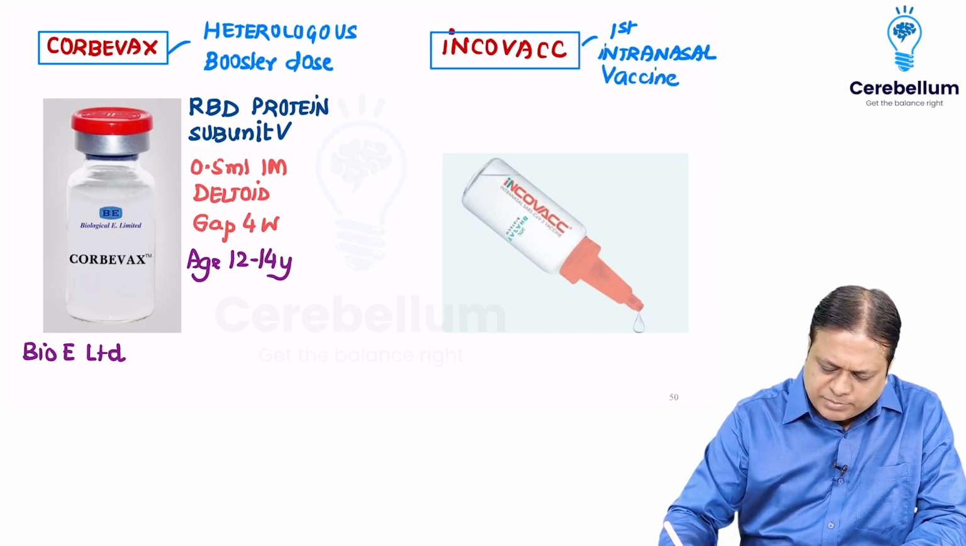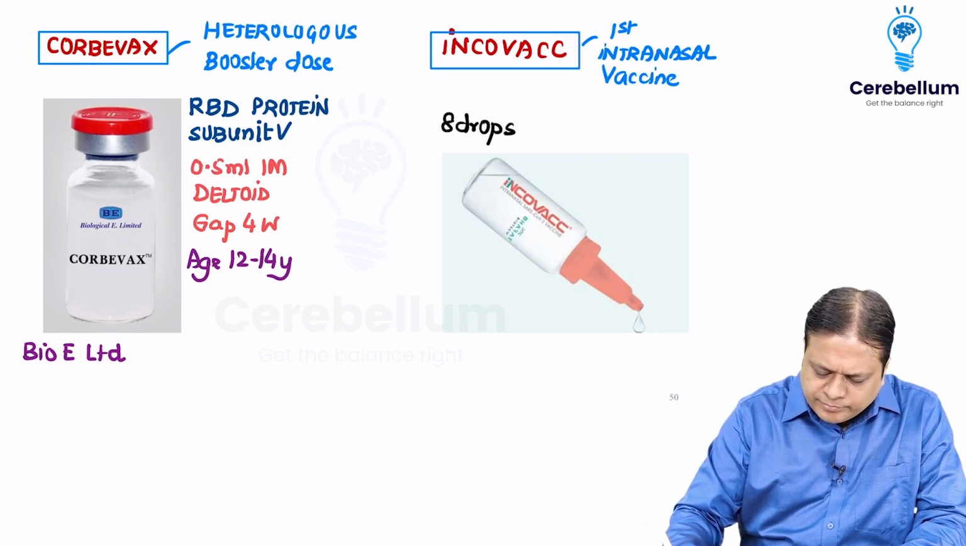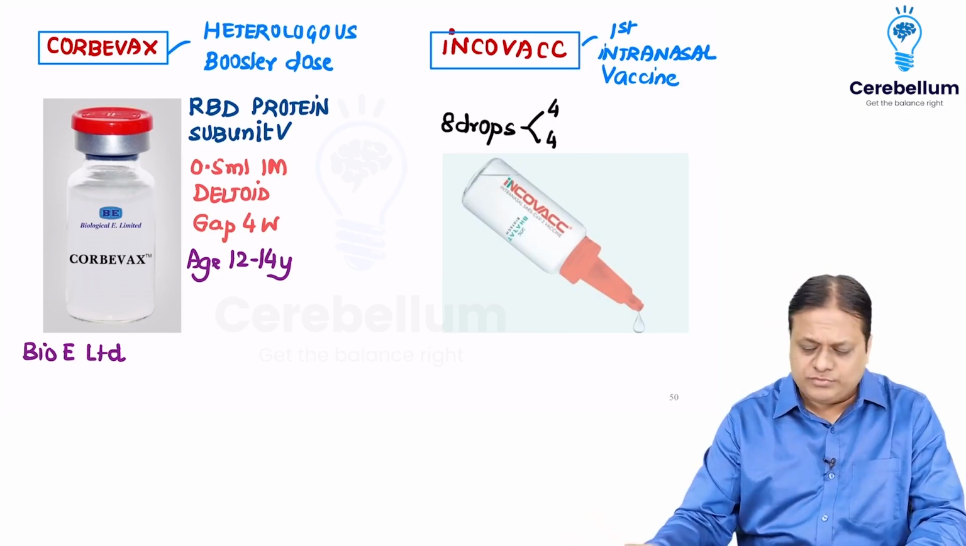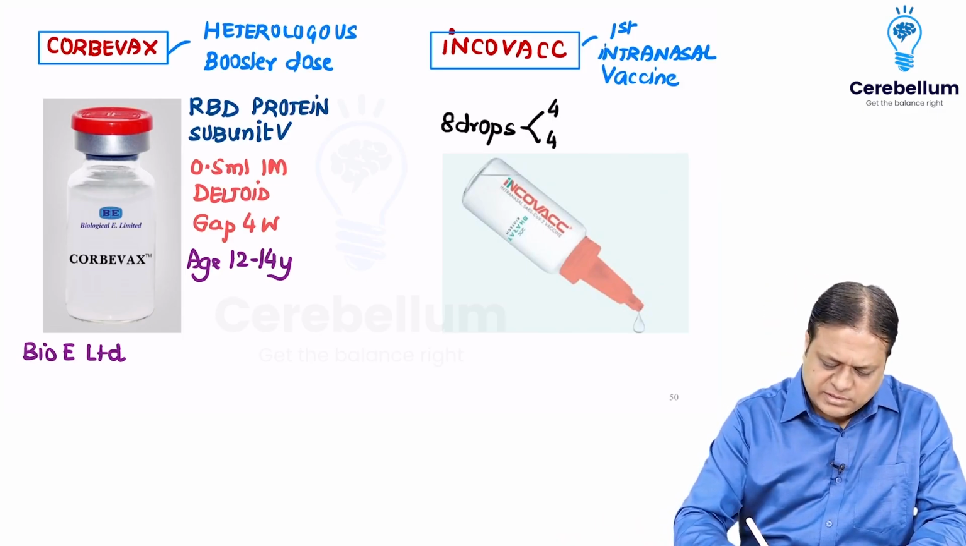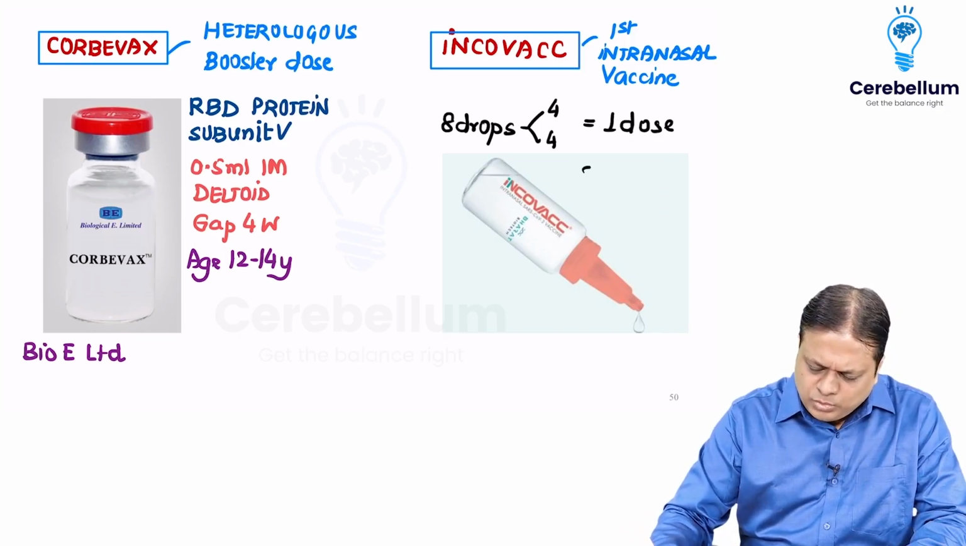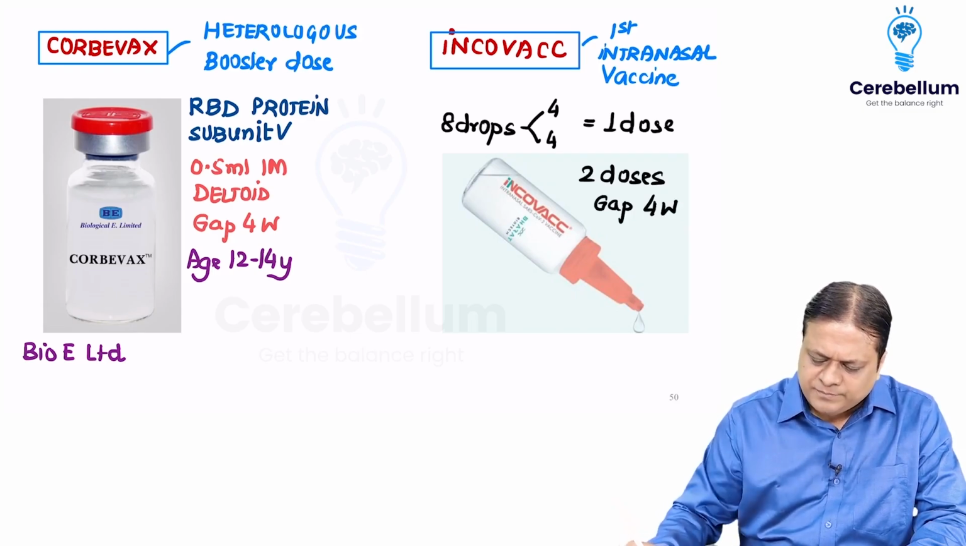Here the dose comprises 8 drops, 4 and 4, right nostril, left nostril, 4 and 4. This is one dose. 2 such doses should be given with a gap of 4 weeks in between.